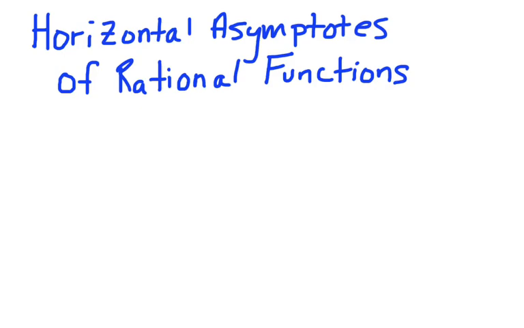This one is on finding horizontal asymptotes of rational functions. So if you don't know what a horizontal asymptote is, all it is basically is an imaginary line.